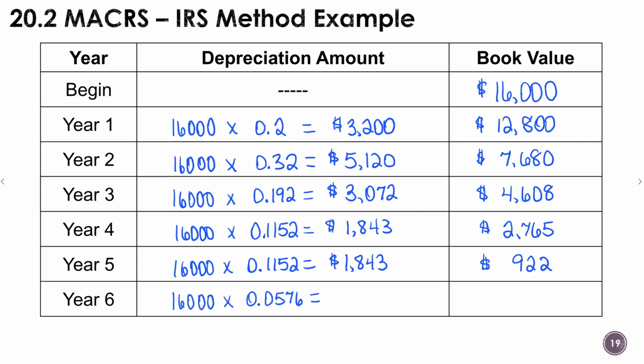Year 6 is 0.0576. Remember, if you take the percents and add them up, you will get 100%. And this year, every once in a while, you'll be off by just $1 or so, and that just has to do with rounding. But you go ahead and deduct this full amount, 922, because we want our last amount to be 0.